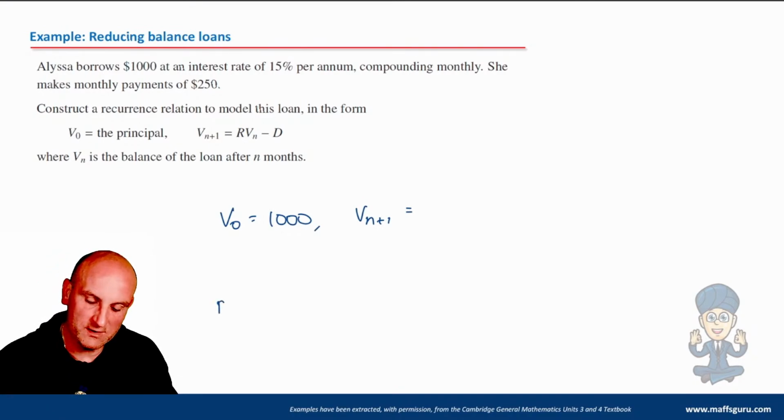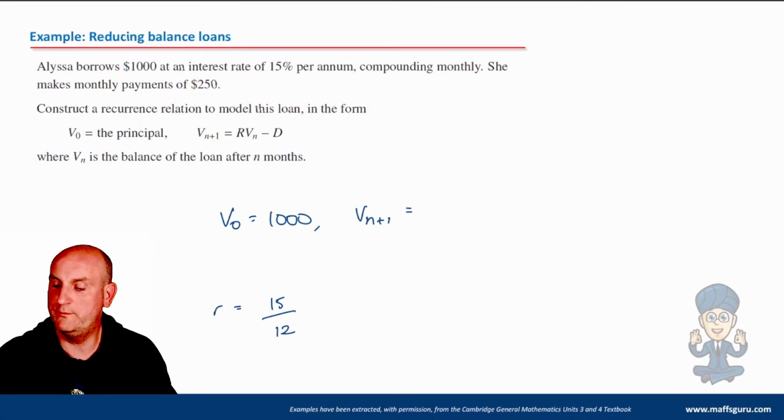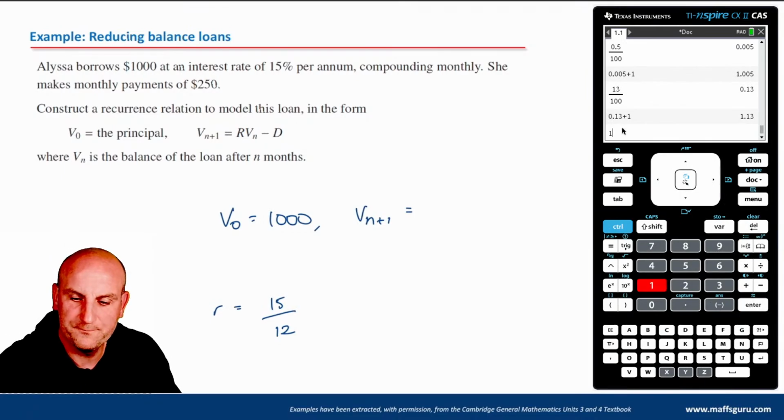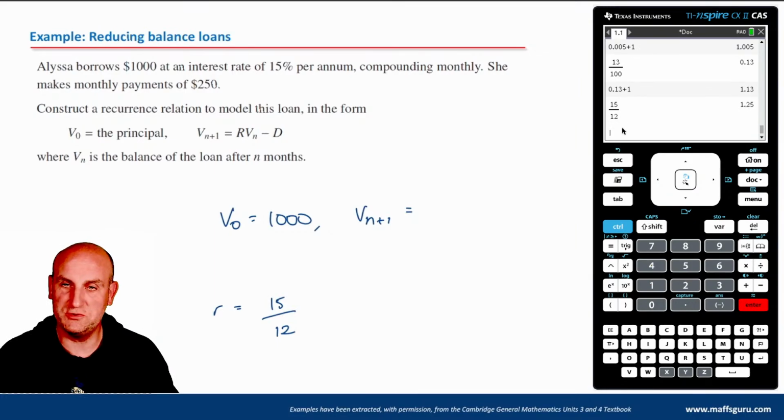So I'm going to have to say that my value of R is 15 divided by 12. Let's not put that there. Let's make that my little r. That sounds minorly rude, but anyway. 15 divided by 12 equals 1.25.